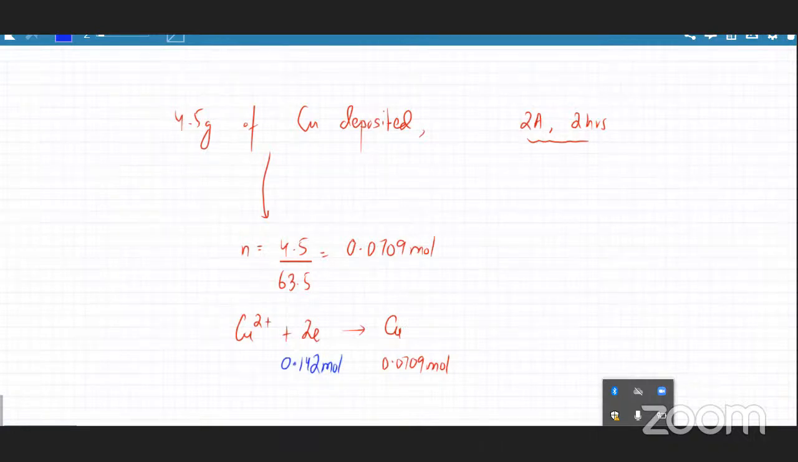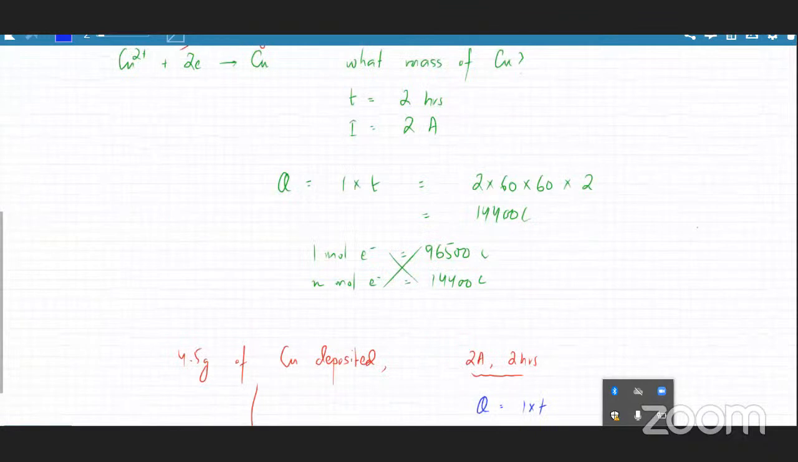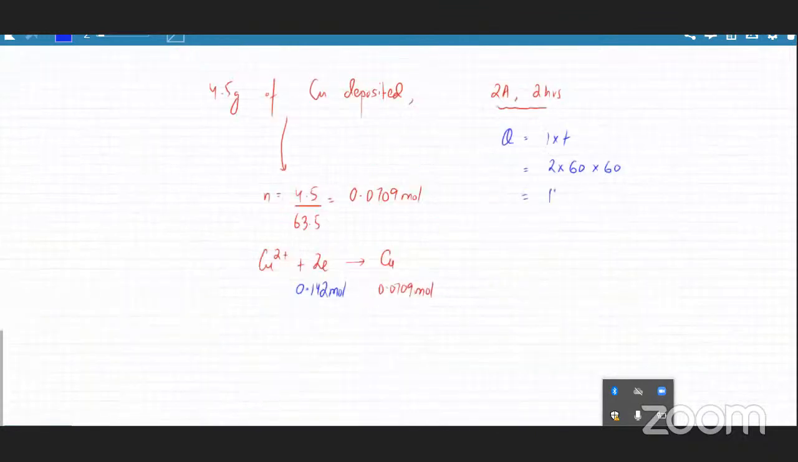Now we have the moles. What is the charge? We've already done this calculation, Q is equal to I into T. Copy it from above. It's 2 into 60 into 60, right? So how much did we get? 14,400 coulombs. Now you found that there's 0.142 moles of electrons, right?